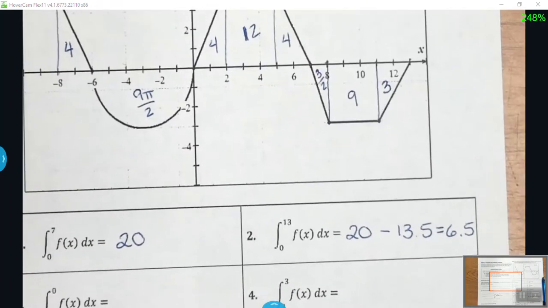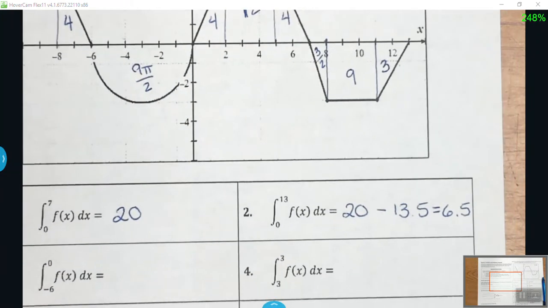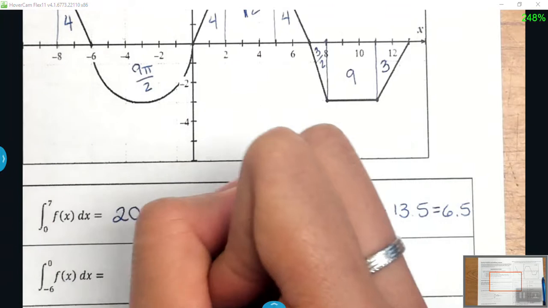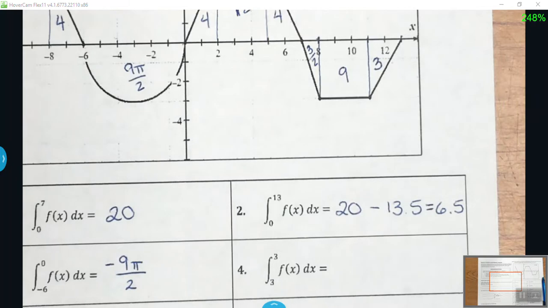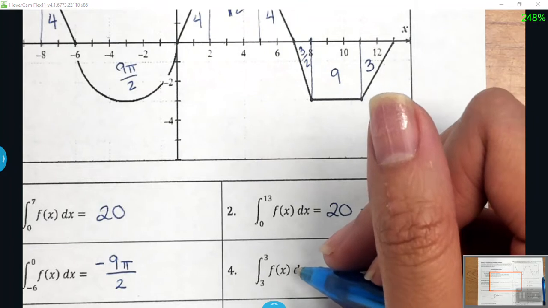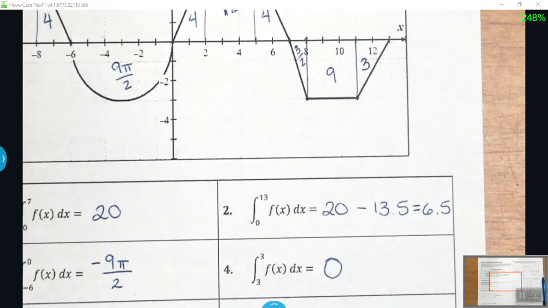Okay, cool. Now the area from -6 to 0 would be -9 pi over 2, because it's underneath the x-axis, so the net area will be negative. What's the integral from 3 to 3? Yes, 0 is the answer. You have accumulated no area if you're integrating from 3 to 3, so your integral is 0.